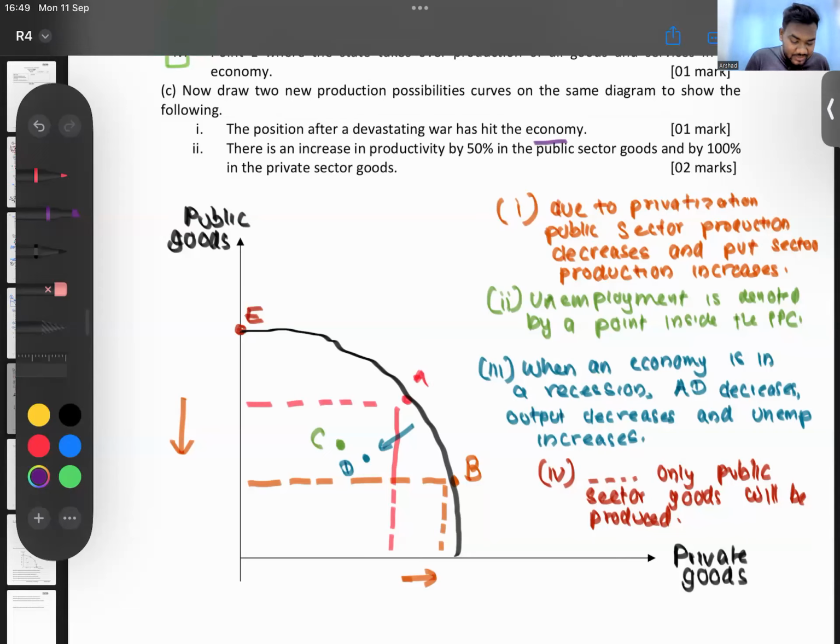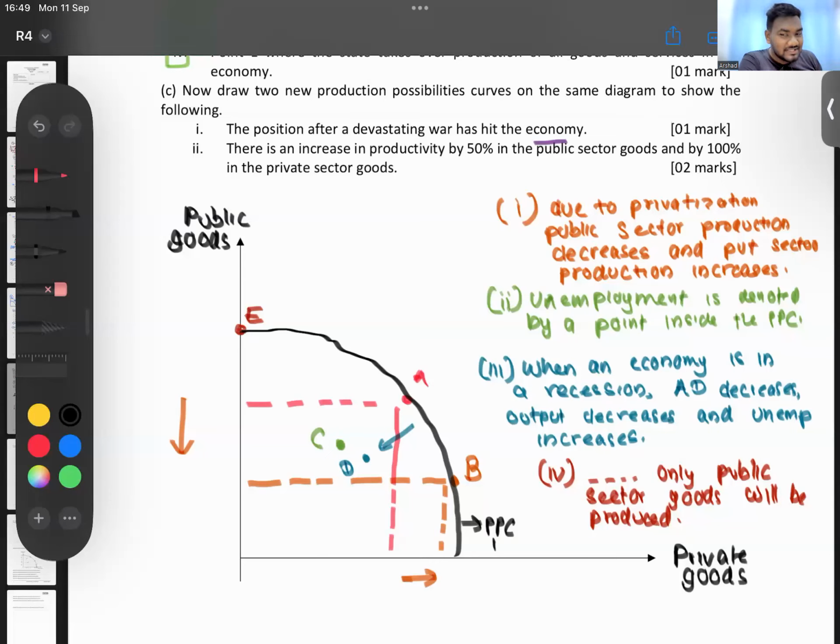So earlier this was PPC1. Now what's going to happen? There's a huge war that comes. With a war, what happens? Resources start to get destroyed. People die, labor comes down. Machines, buildings get destroyed, capital comes down.